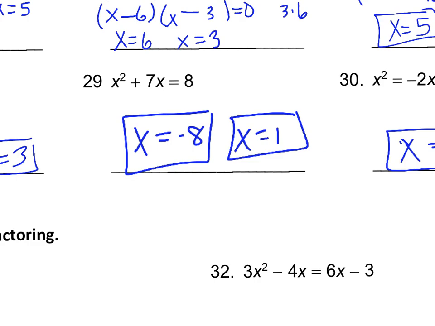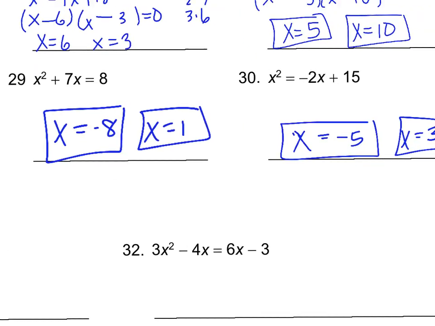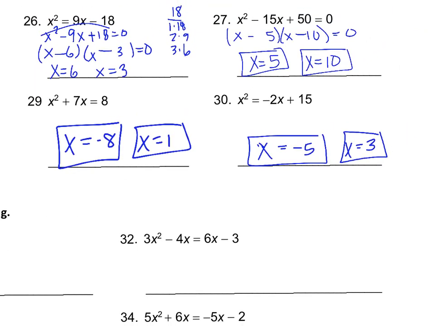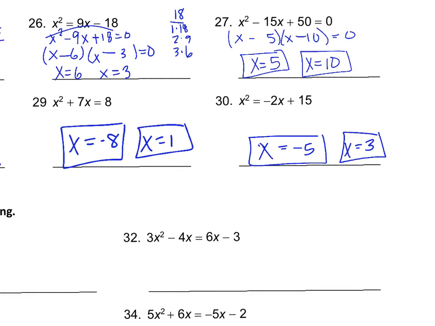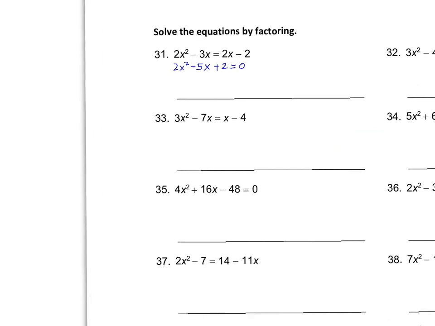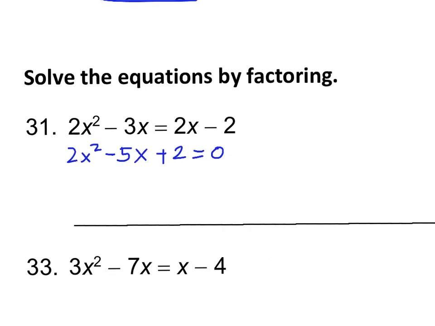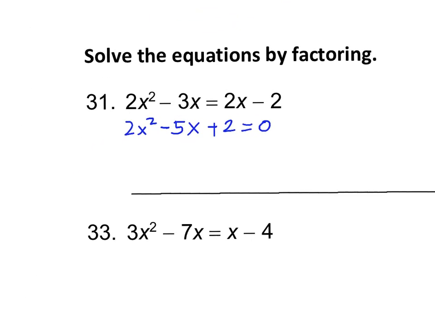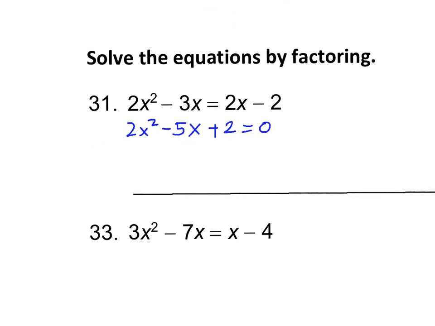Check your answers for number 29 and number 30. On number 31, your first move should be to get it into standard form. Check if it has a GCF, which it doesn't. If it's two terms, it's not. And now we go into multiplying because it's not a perfect square.